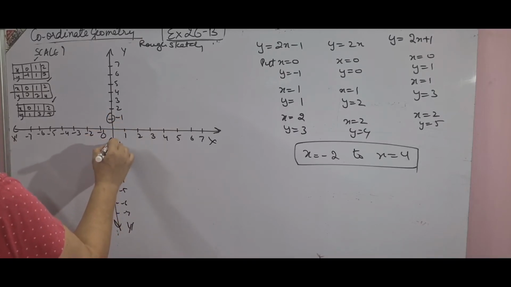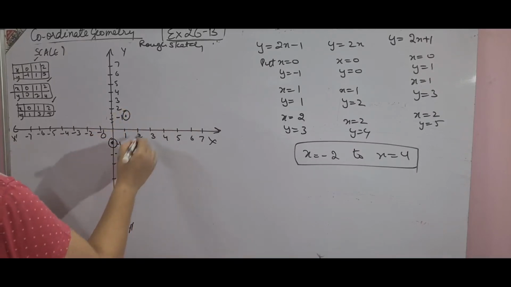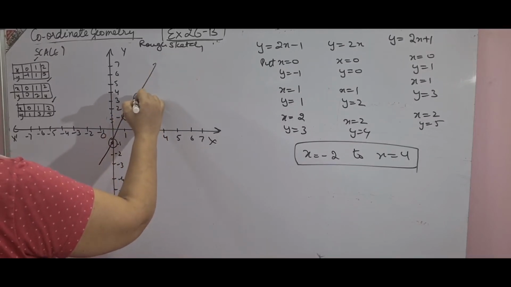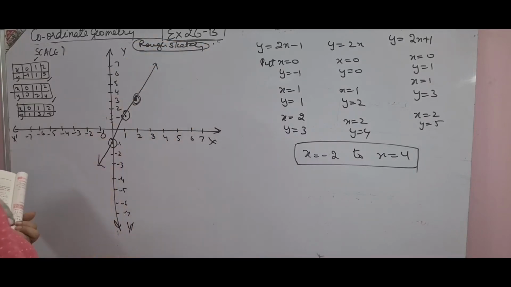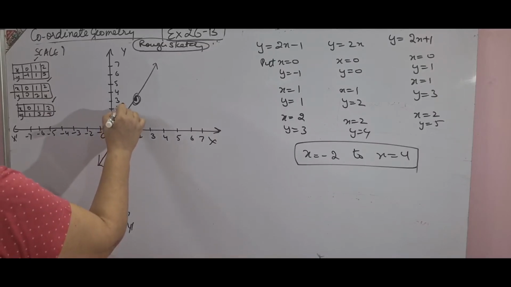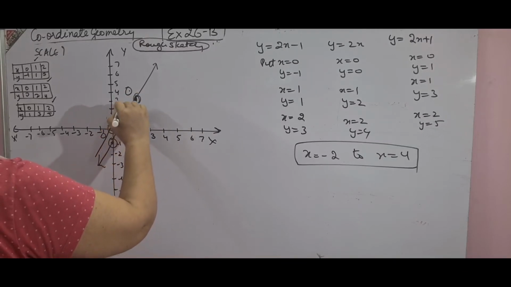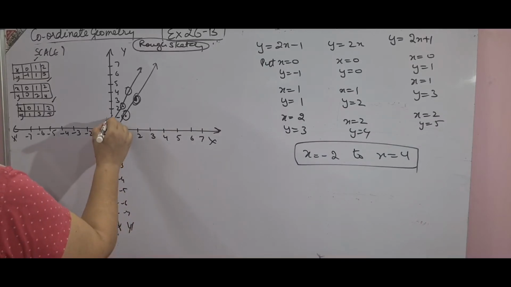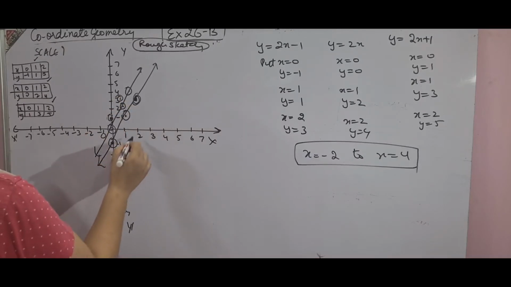Plot 0, minus 1, then 1, 1, and then 2 and 3. So I got the first straight line. I have not drawn it up to 2 according to the proper scale, but I am giving you a rough sketch just to make you understand. Next is x 0, y 0; x 1, y 2; and x 2, y 4. So again a line parallel to the previous line. This is the second one. Then third is x 0, y 1; x 1, y 3; and then x 2, y 5.